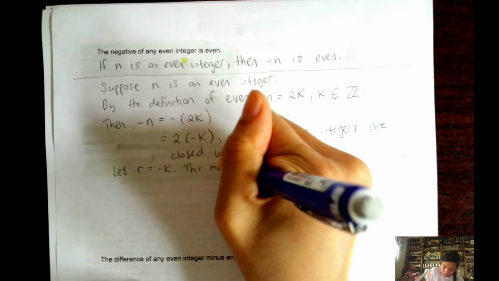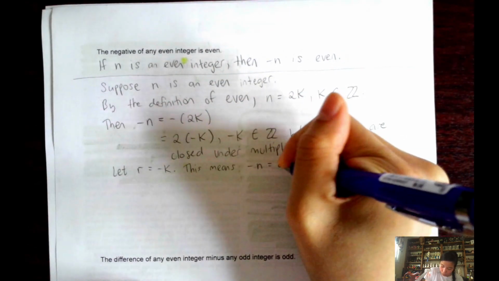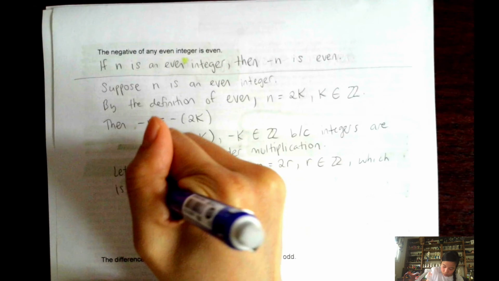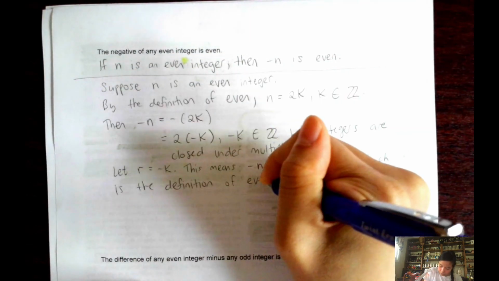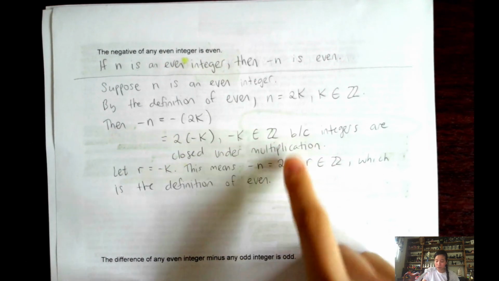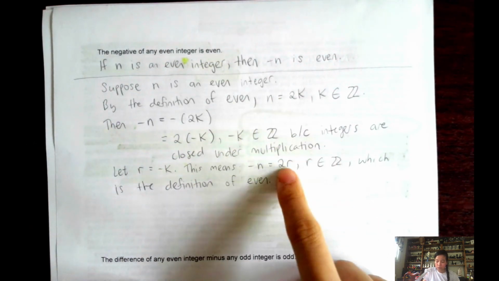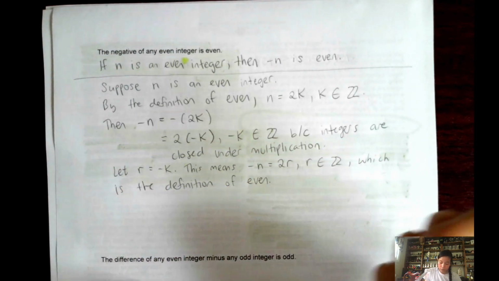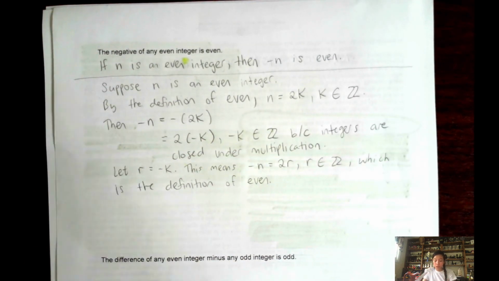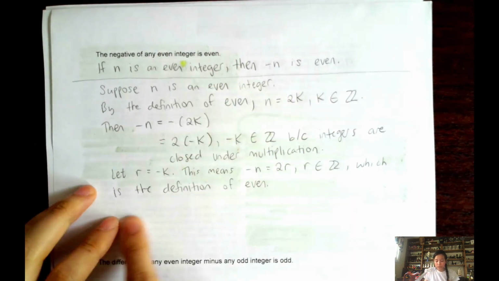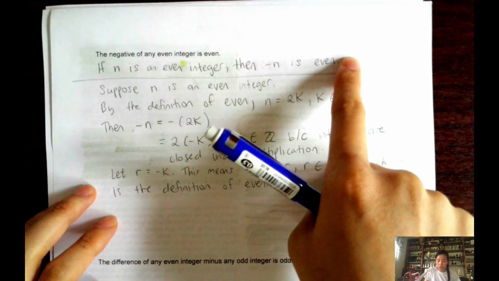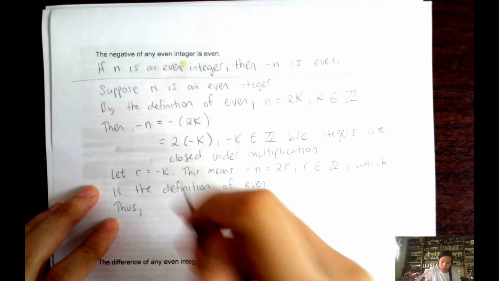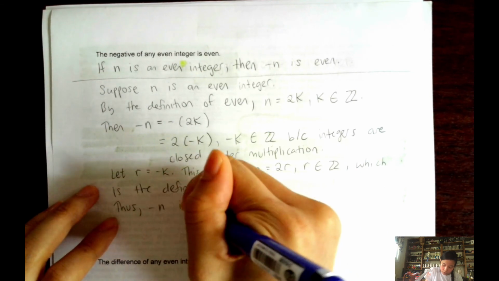This means negative n equals 2r, where r is an integer, which is the definition of even. Because remember, we said that the definition of even is 2 times some integer, and here we're saying negative n equals 2 times some integer, which is the definition of even. The very first sentence of the proof is the if part. The very last sentence of the proof is the then part. So then we could say thus, and then rewrite the then part. Thus, negative n is even.